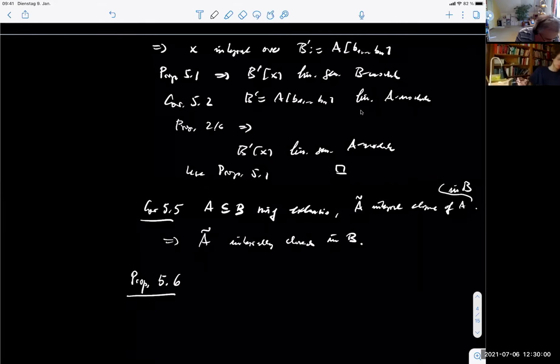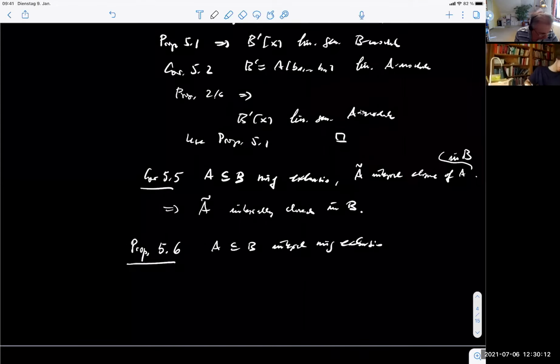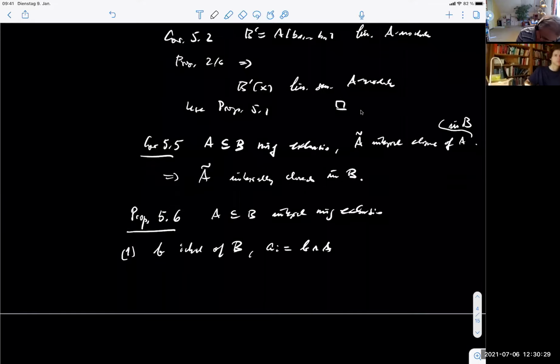This is Proposition 5.6. So I have an integral ring extension. What I can do, I form quotients. Let B be an ideal of the ring. Then I pull it back, this I call A, which is an ideal of A. Then I get a homomorphism of the factor rings, which is injective. And this is then an integral ring extension.